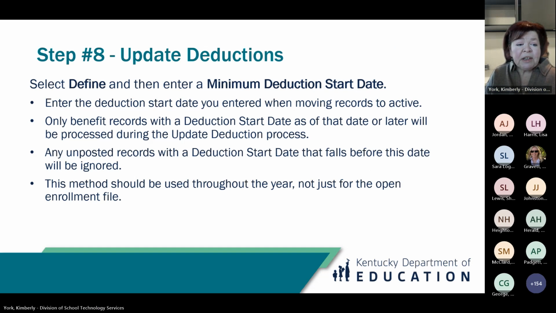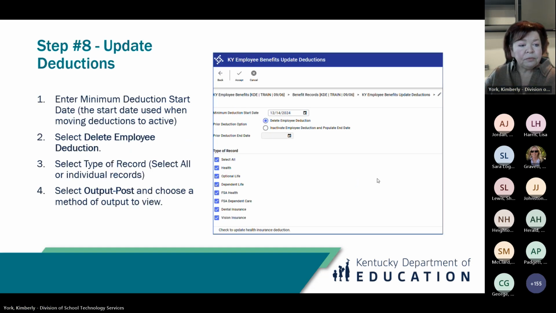You'll select Define and then enter a minimum deduction start date. You'll enter the deduction start date you entered when moving the records to active. Only benefit records with the deduction start date as of that date or later will be processed during the update deductions process. Any unposted records with the deduction start date that falls before that minimum deduction start date will be ignored. This method should be used throughout the year, not just for the open enrollment file.